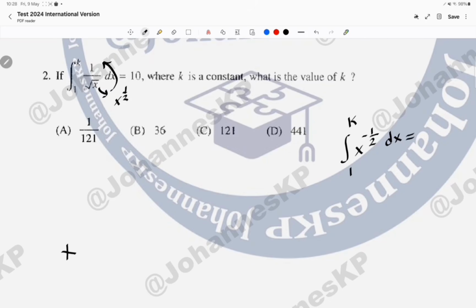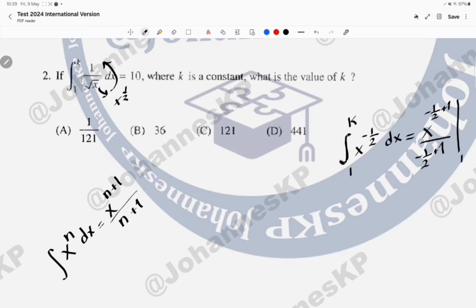Well, if you want to integrate, you do x^(n+1) over n+1. It's the opposite of differentiating. So it's going to be x^(-1/2+1) over (-1/2+1), from 1 to k. Now let's simplify. x to the power of negative half plus 1 will be root of x over negative half plus 1, which is just a half, from 1 to k.